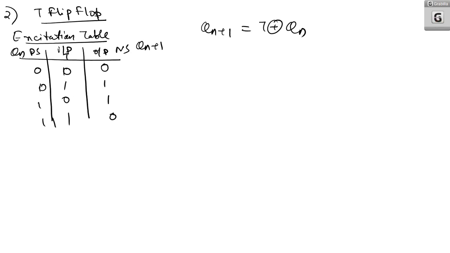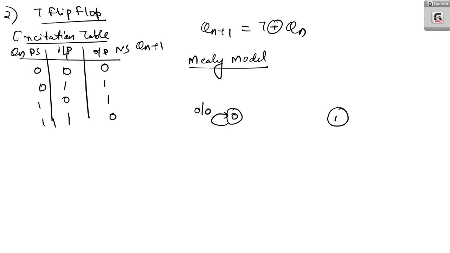Now coming into the Mealy model, how will it be? You are having two states, that is 0 and 1. Now, if it is 0 and input is 0, what is the output? Input is 0, output is 0, and it will come back to the next state. Next state is 0 itself. So here we get 0 bar 0.